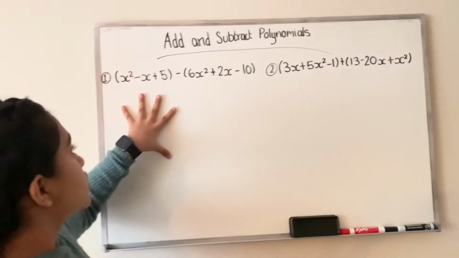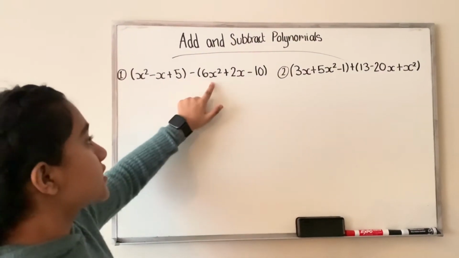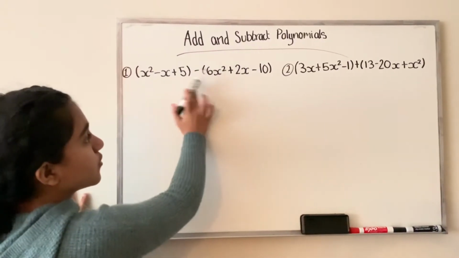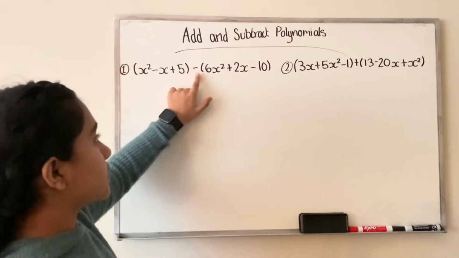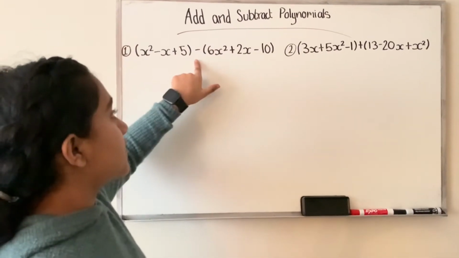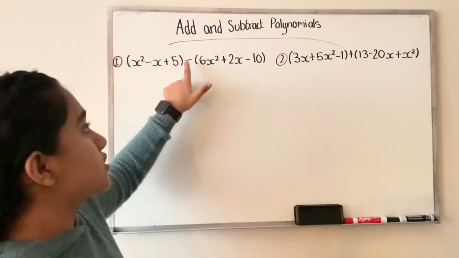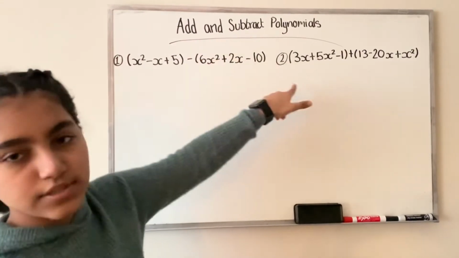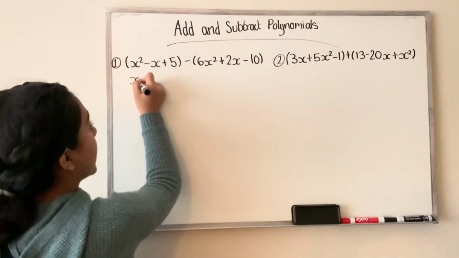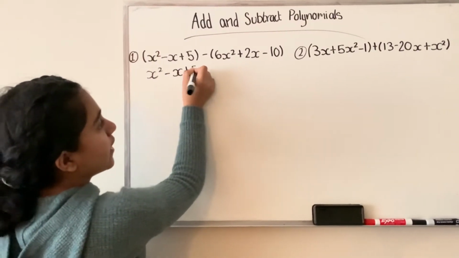So the first question is x squared minus x plus 5 minus 6x squared plus 2x minus 10. So we wouldn't just remove these parentheses because there's a negative. So you would distribute the negative to this side, because the negative is next to a parentheses, meaning that you would have to multiply it. Just as if there was a 2 here, you would multiply the 2 to all of these. So you would write these as whatever it is. So it would be x squared minus x plus 5, and then you would distribute it.